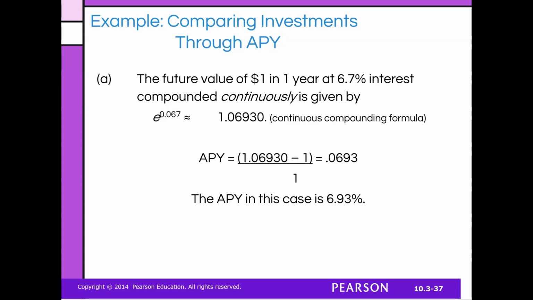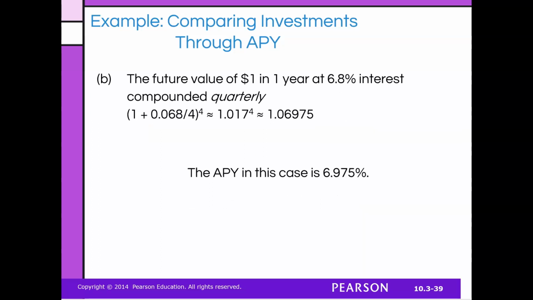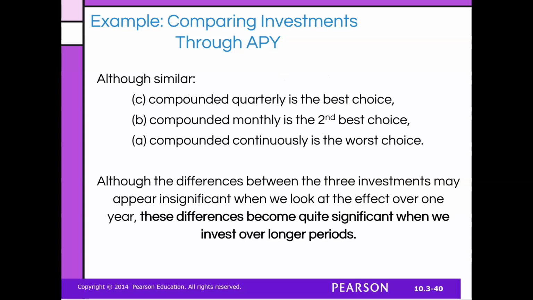The future value of $1 in 1 year at 6.7% compounded continuously, so we're going to be using that E formula, and our P in this case is 1, so they just didn't show it, is going to give us a yield of 6.93%. The future value compounded monthly, we're using a different formula, and we get a yield of 6.963%. So that's a little bit better. And then compounded quarterly is going to give us the highest yield in that capacity. So it looks like compounded quarterly is our best choice and compounded continuously is the worst choice.